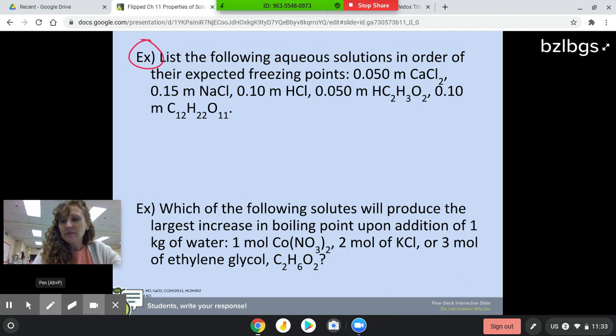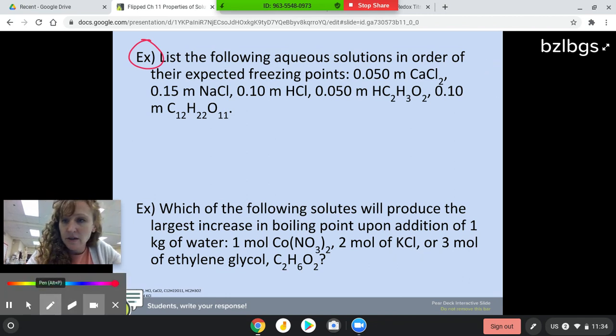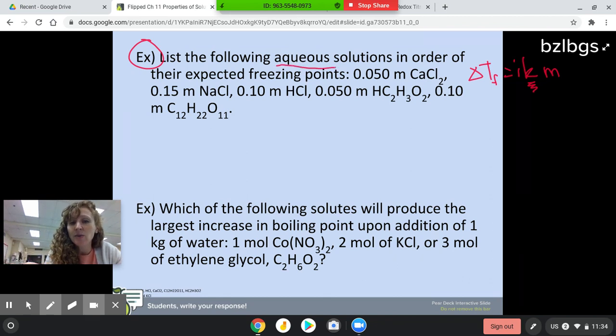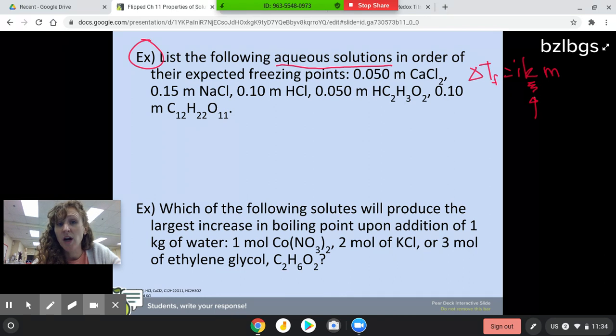So your formula is going to be, oops, not an F. Freezing point change equals K times molality. But then remember, you also have the Van't Hoff factor in here. So we don't know the K, but the K is going to be consistent for all of these. They're all aqueous solutions, which means they're all being dissolved in water. And so K is going to be K of water. So K is going to be consistent, and we can ignore it.